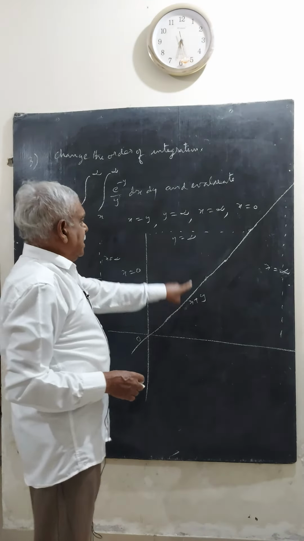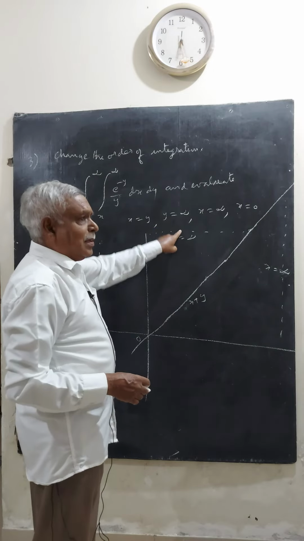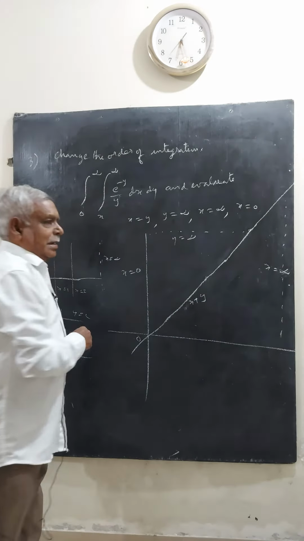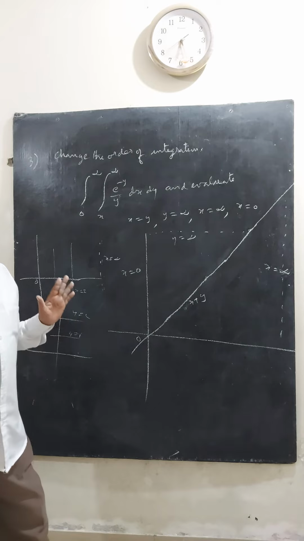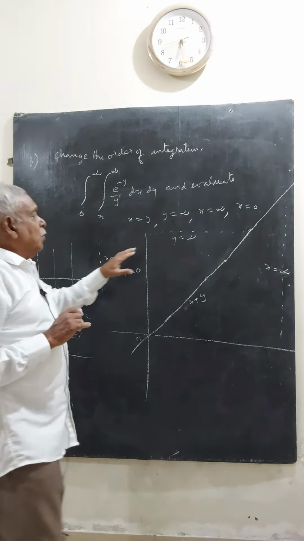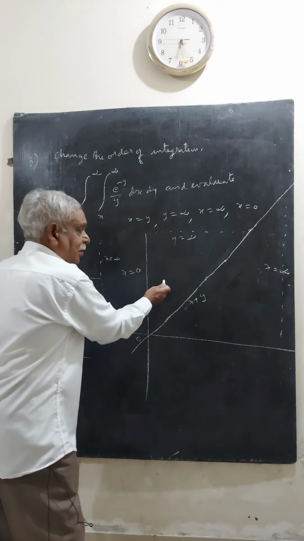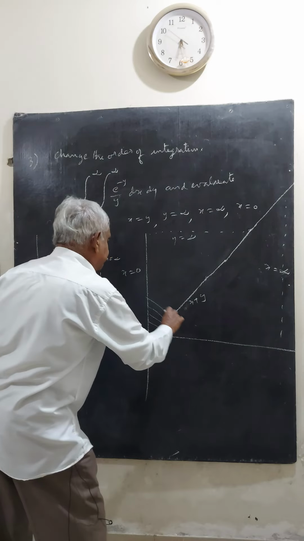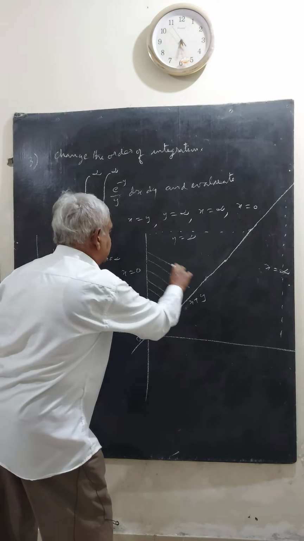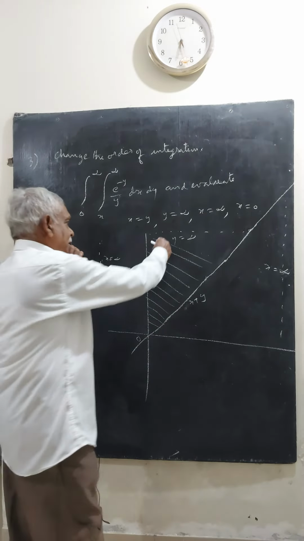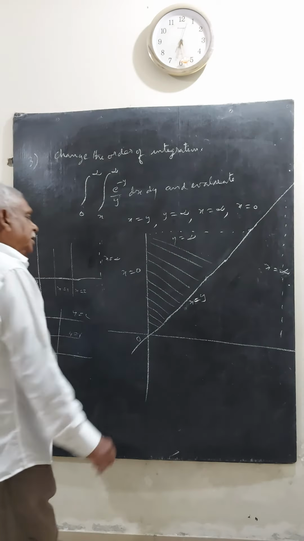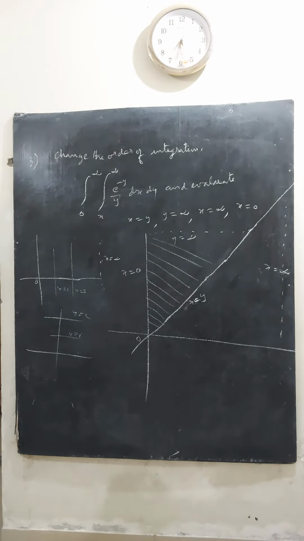First curve is x equal to y, second is y equal to infinity. This line is at infinity, x equal to infinity. X equal to 0 is the equation of the y axis. We have to draw the shaded region. These three curves are boundaries. Here is not a curve, therefore this is the required shaded region. It goes up to infinity. X equal to y. Again, we are going to change the order of integration.